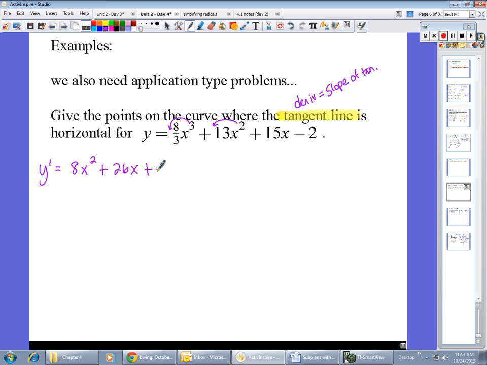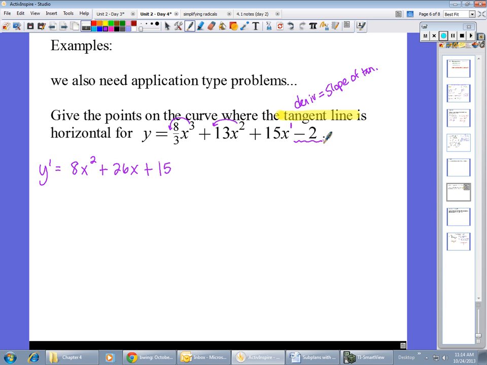Plus, keep in mind this next term is 15x to the 1, so if I swing the 1 in front, I'll get a 15. x would drop down to a power of 0, and I'm not going to write 15x to the 0, because x to the 0 makes 1, so I'm just going to write 15. And then the last piece is minus 2. And what's the derivative of any constant? Yeah, it's 0. So we don't have to write that.